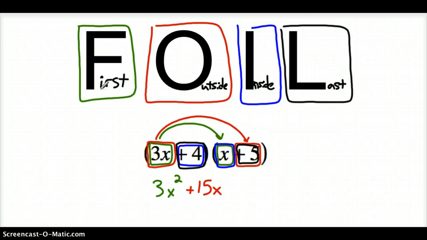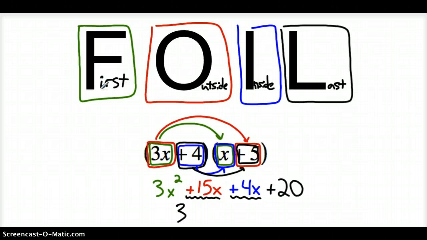Now we're going to do the insides. The insides are in blue. So I'll take the positive 4 times the positive x, and that will give me a positive 4x. And then finally, last times last, those are our ones in black. So a positive 4 times a positive 5 gives us a positive 20. So that is the FOIL method, but as always, we are going to combine like terms here. I've got a positive 15x and a positive 4x, which gives me a positive 19x. So my final simplified expression in standard form is going to be 3x squared plus 19x plus 20.